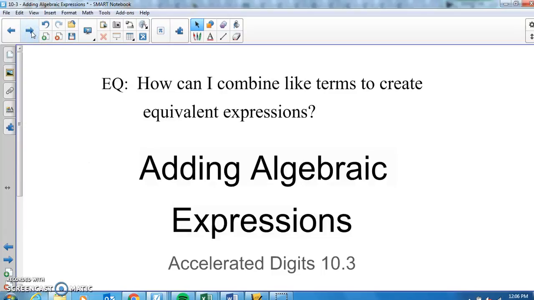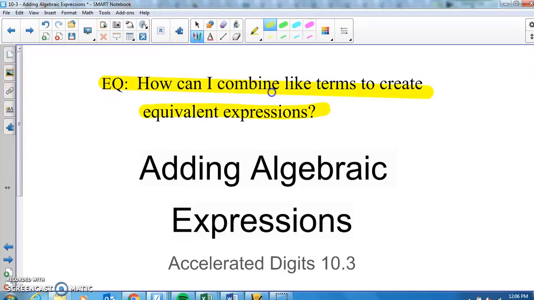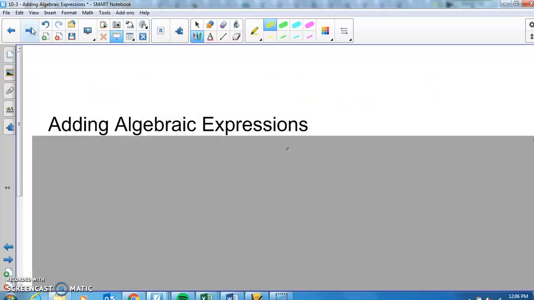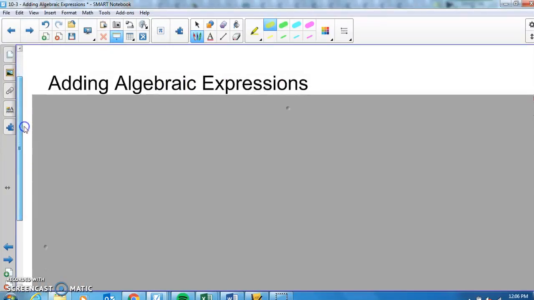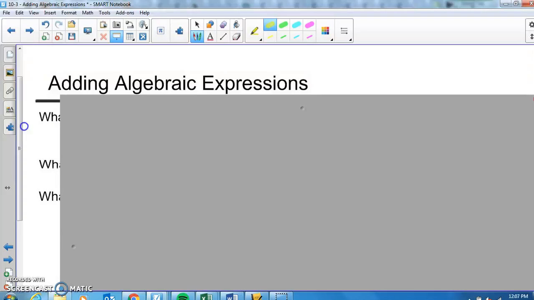Our central question is, how can I combine like terms to create equivalent expressions? And we're going to be working with adding algebraic expressions for this lesson. So if you'll get this stuff copied down into your notes, and again, if you'll pause and start the video as needed so that you can get down what you need. All right, we're going to start with adding algebraic expressions. We already know what an expression is. We talked about the difference between an expression and an equation in the video the other day.